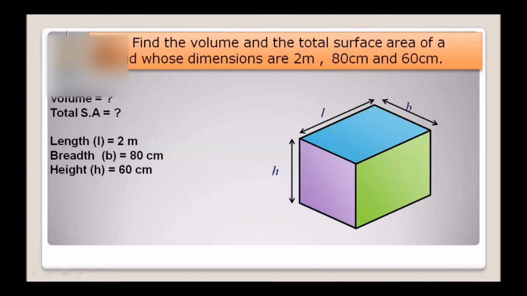For this purpose, we have to multiply this 2 with 100 and we will get 200 centimeters, because we already know that 1 meter is equal to 100 centimeters.